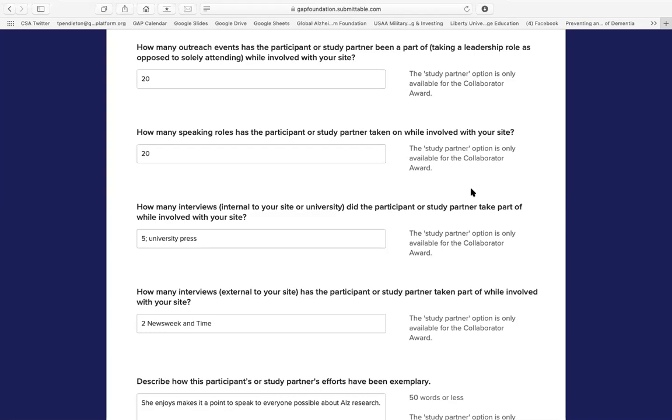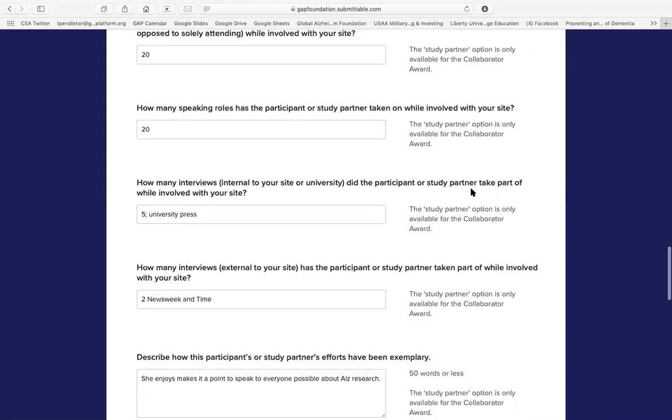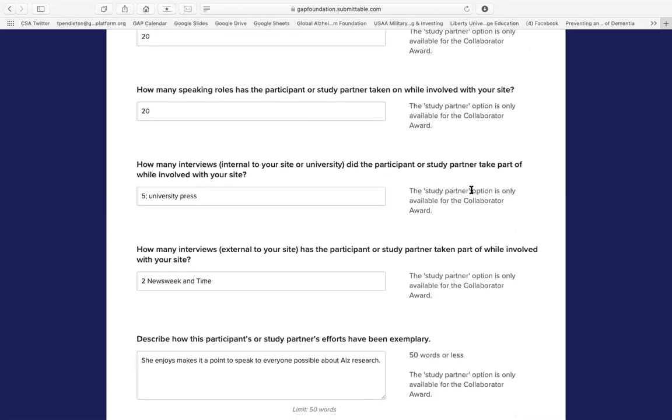Now, if they have not been a part of any outreach, that's okay. We just want to make sure that we know and we're giving the credit to the people who have. How many speaking roles? Some may have speaking roles, some may not. Some people speak locally at their churches, and some people actually speak to their state representatives.